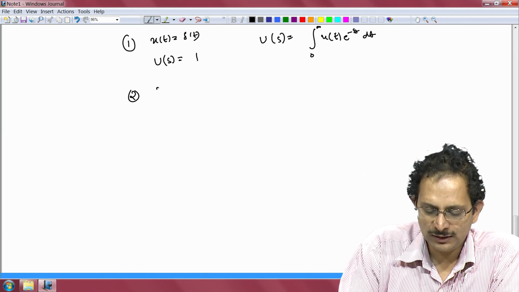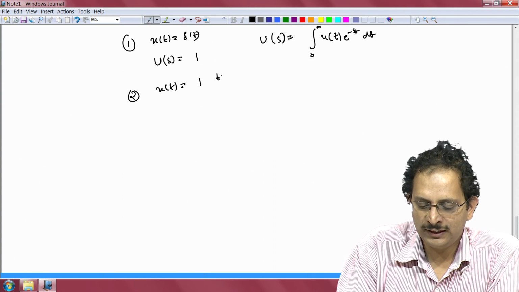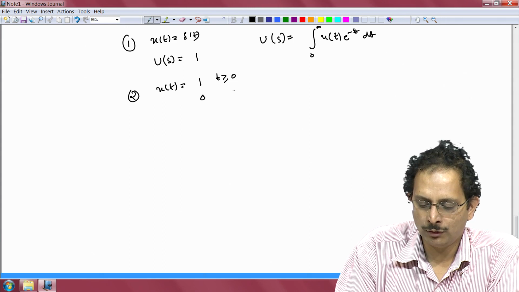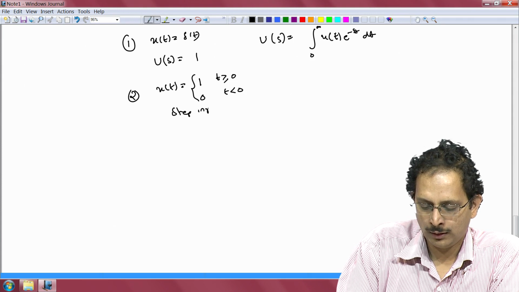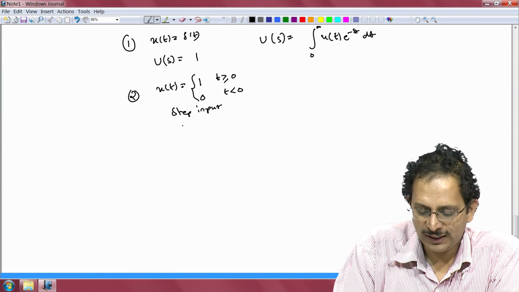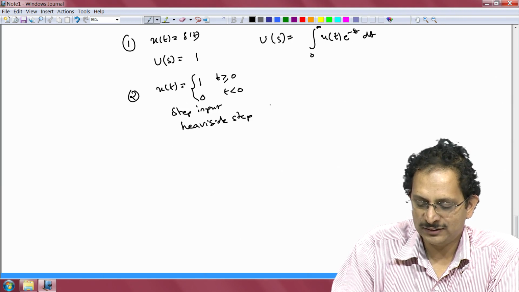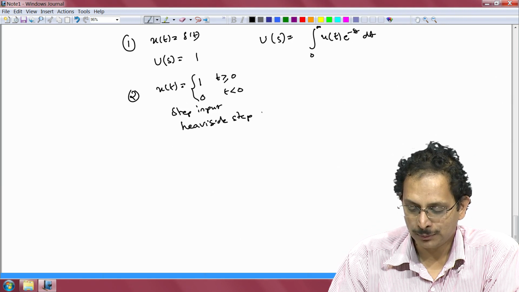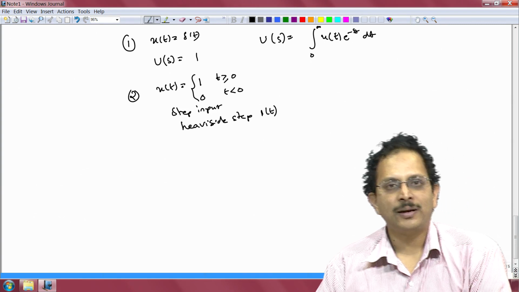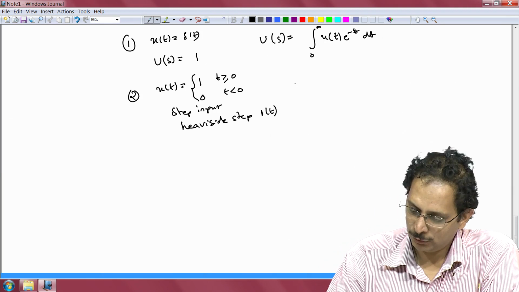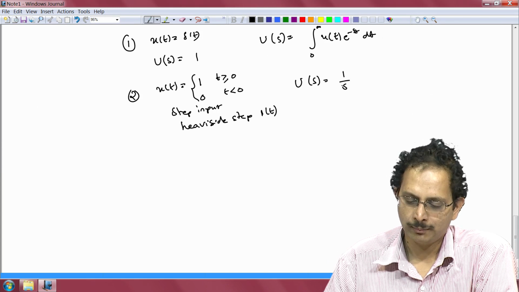One other common signal is u of t equal to 1 for t greater than or equal to 0 and equal to 0 for t less than 0. This is called a step input. This is also often called a Heaviside step, and it is given a unique symbol, it is called 1 of t. So, what is the Laplace transform of 1 of t? You can show that the Laplace transform of 1 of t is given by 1 by s by simply computing this particular integral.